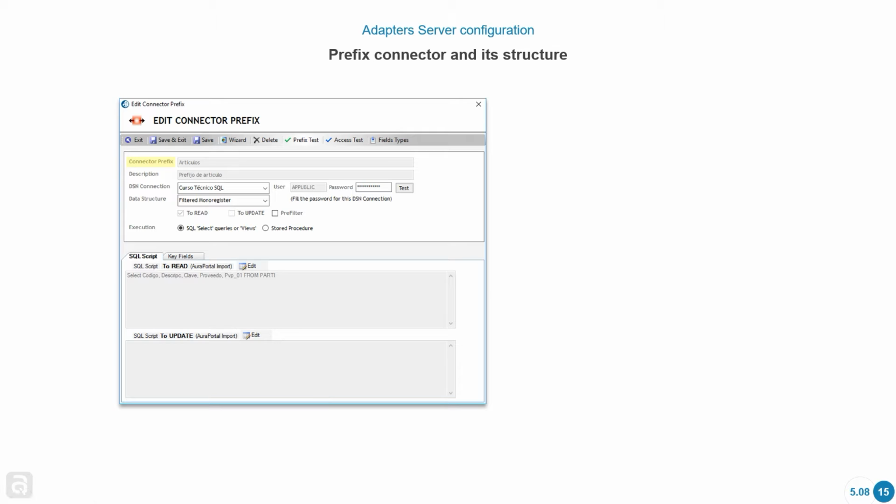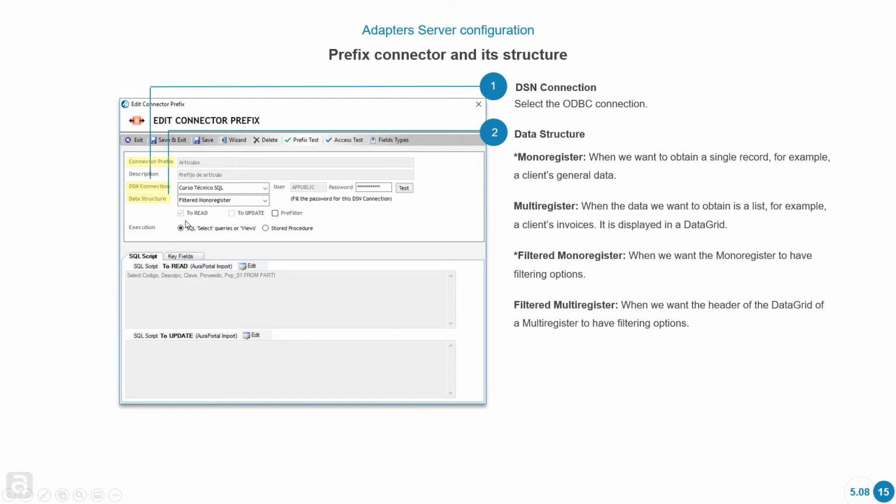Once we have added all the information to create the adapter, we can start creating the prefixes and suffixes and the structure. We need a name, and we need to indicate a DSN connection, the one we are going to use. We also need to define the data structure. In the case of the prefixes, we can only choose between the monoregister options, as they cannot list several elements, but only data on a specific one.